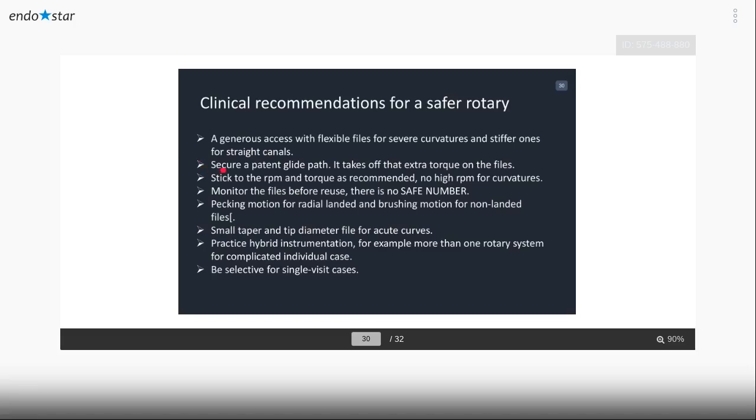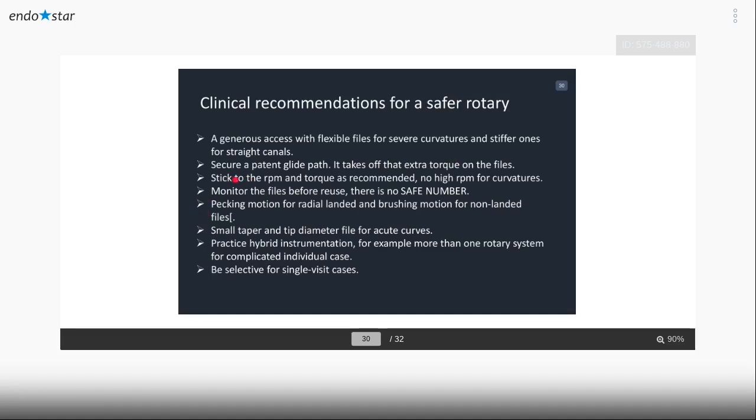which, in the second point, is the same. You can secure your glide path by extra torque on the files, which can only be applied, whatever the brand you are using, by higher ISO size and higher taper.